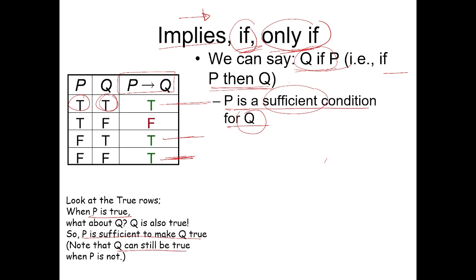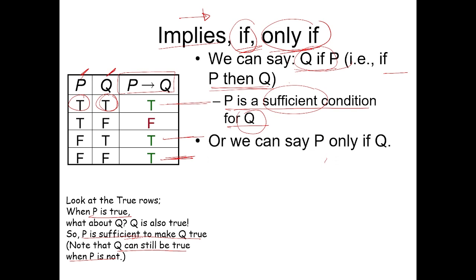Note that Q can still be true when P is not. It's sufficient, but it doesn't say that it's necessary. Remember that. Yeah, it can make Q true, but that doesn't mean that P's other values can't make Q true also. It can make Q true. So we'll say that P is a sufficient condition for Q.